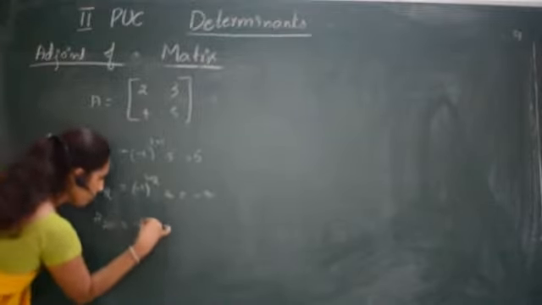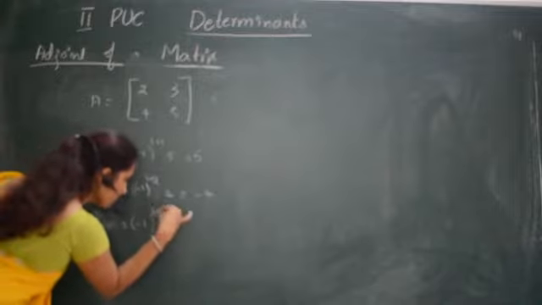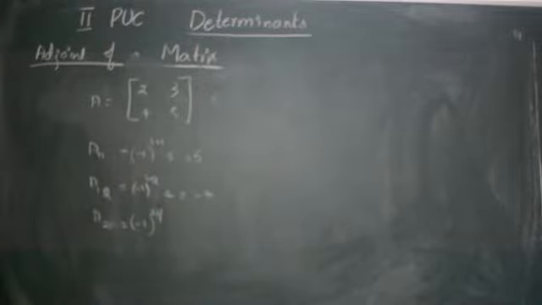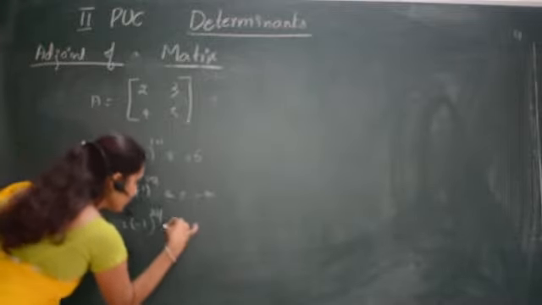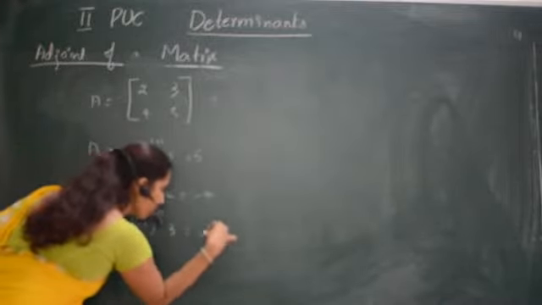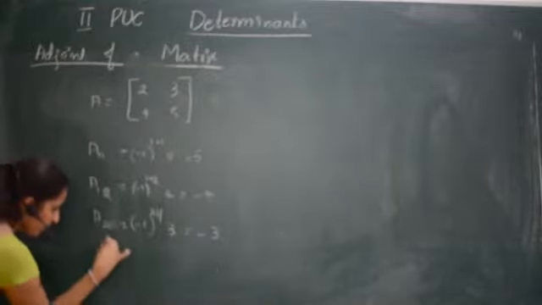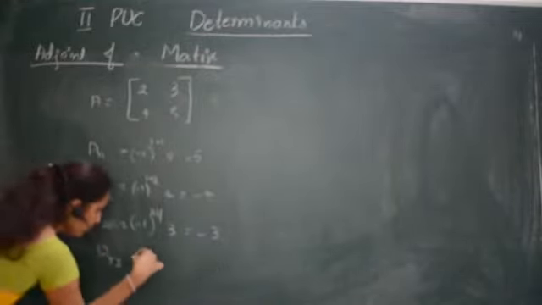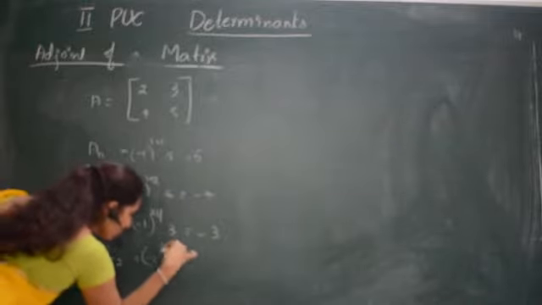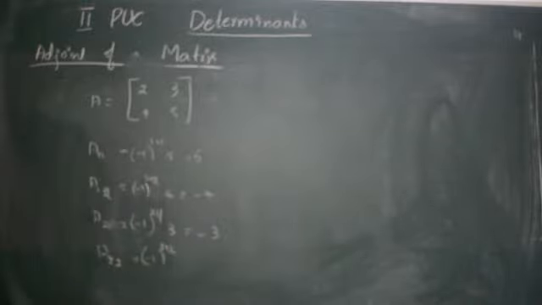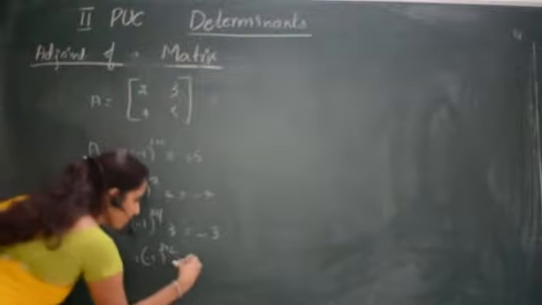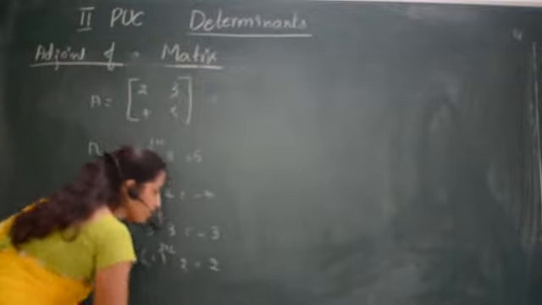And A21 is equal to minus 1 to the power 2 plus 1 into, by deleting the second row and first column, it will be 3, so minus 3. Then A22 is equal to minus 1 to the power 2 plus 2 into, deleting the second row and second column, we get 2, so it is 2.